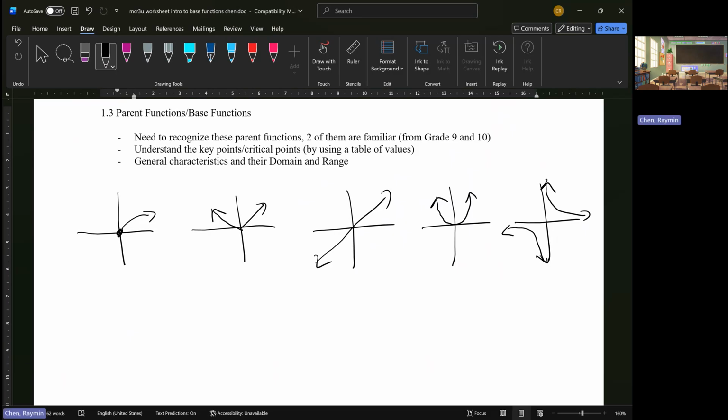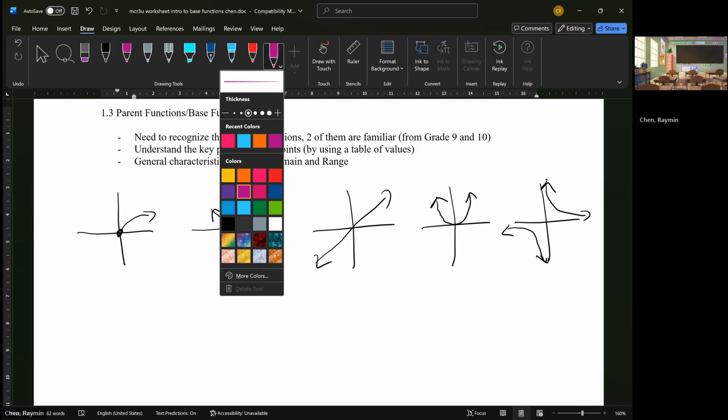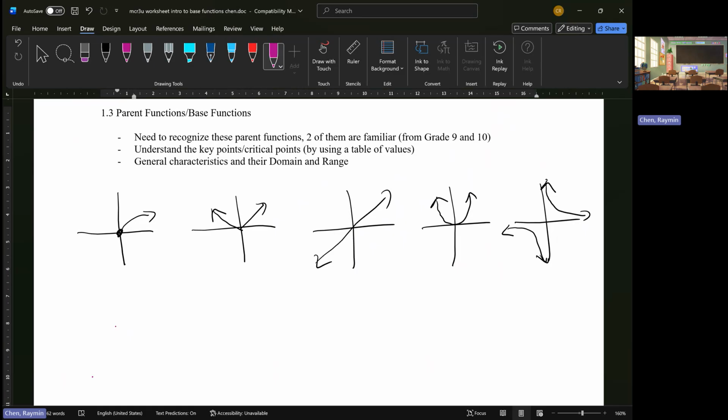Let's try to match them. Pause the video if you want to try it yourself. Maybe work with a friend. Here are the answers. You should know the names, and you should know the equations. That is why you need to know these 5 parent functions.